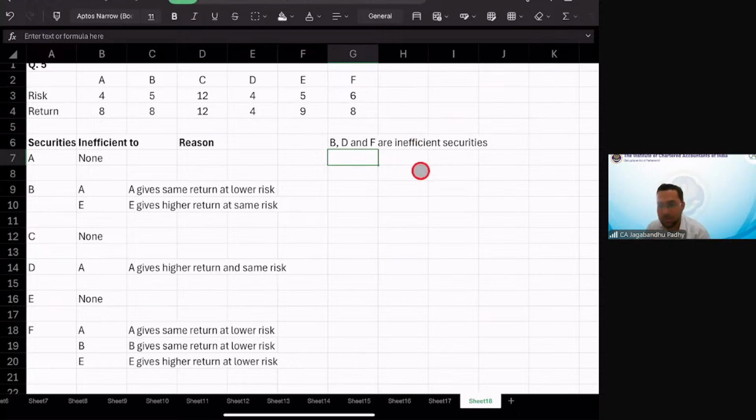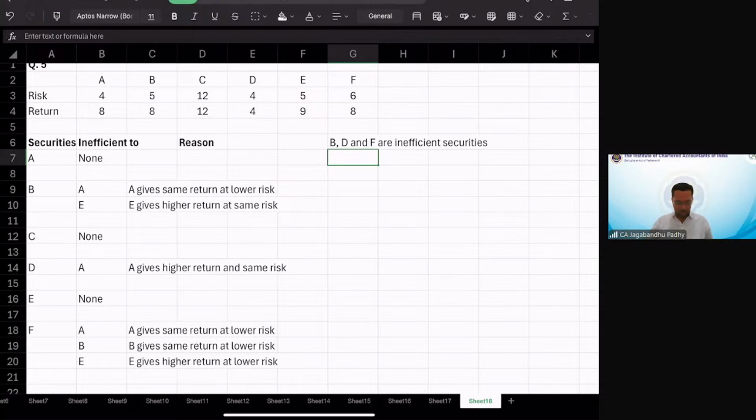How is B inefficient to E? Because the security E is having the same risk, 5, but the return is higher. Return is 9. Okay. Same risk, but return is higher. So, of course, I would prefer to invest in E. So, B turns out to be inefficient. Okay.